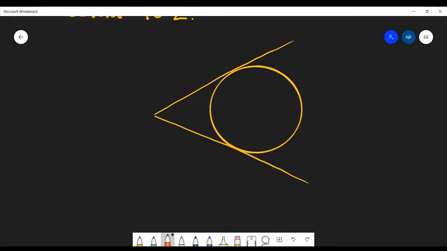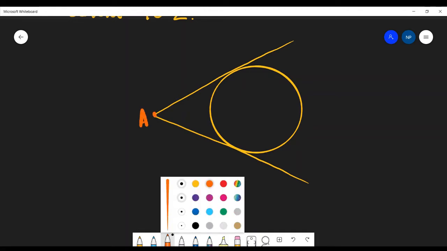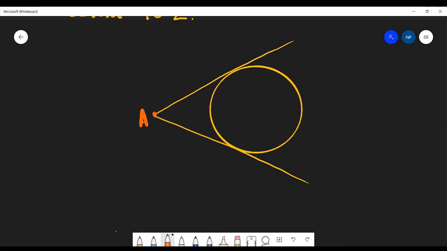Okay. Let us label this as point A. Then this as point P. The center as O. This point as Q. And these are the tangents. Okay. So we have to prove that the lengths of two tangents drawn from an external point to a circle are equal. So first of all, we will write what is given to us.